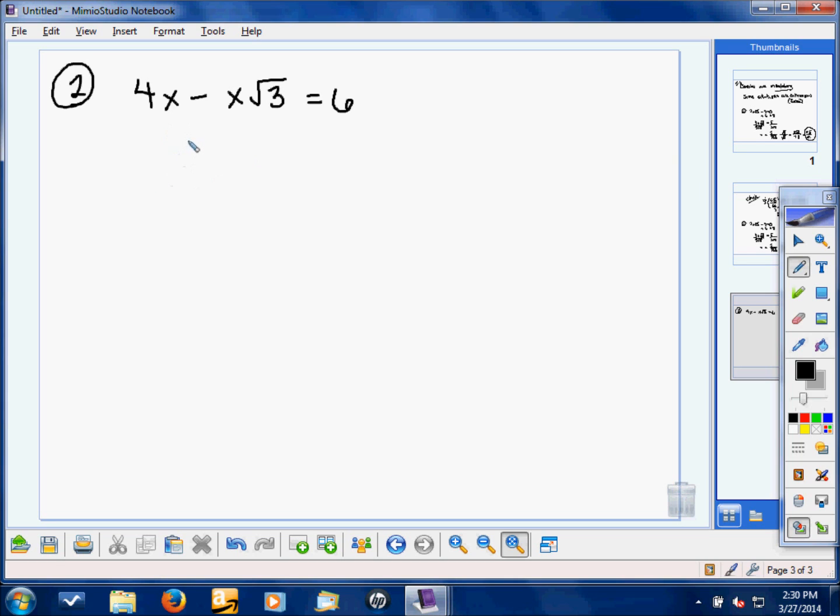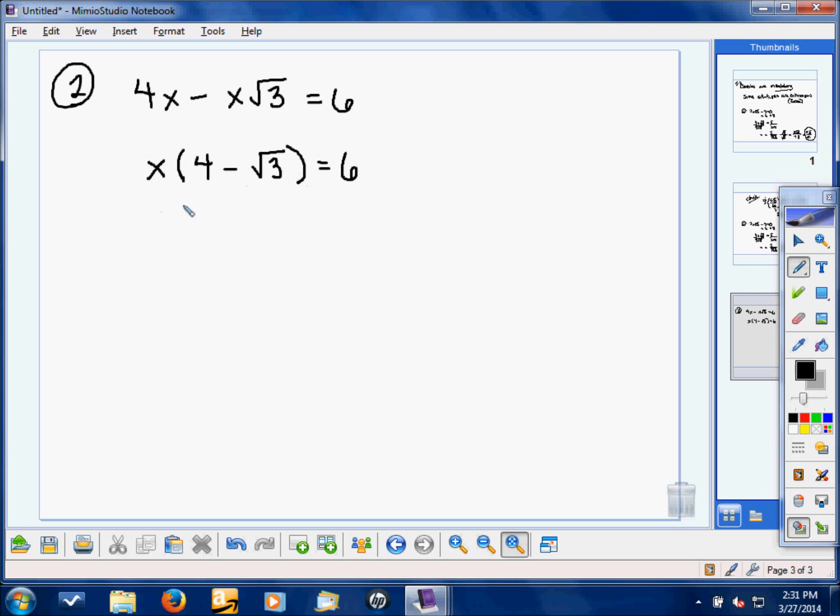Our first step here is we need to factor this x out of both of these terms. Look at this. X times what gives you 4x? 4. That makes sense. X times what gives you x square root of 3? Square root of 3, right? So here, now you have an x almost by itself, but x is times something.